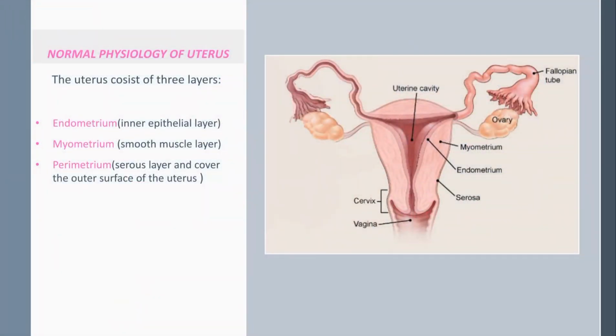Before we talk about endometriosis, we should know the normal physiology of the female genital tract, especially the uterus. The uterus is a hollow, thick-walled, pear-shaped organ located in the pelvic cavity between the bladder and the rectum. The fallopian tubes lead into the upper part of the uterus, one on each side, while the lower part leads to the vagina. The wall of the uterus consists of three layers: the endometrium, the inner epithelial layer; the myometrium, the smooth muscle layer; and the perimetrium, the serous layer that covers the outer surface of the uterus.